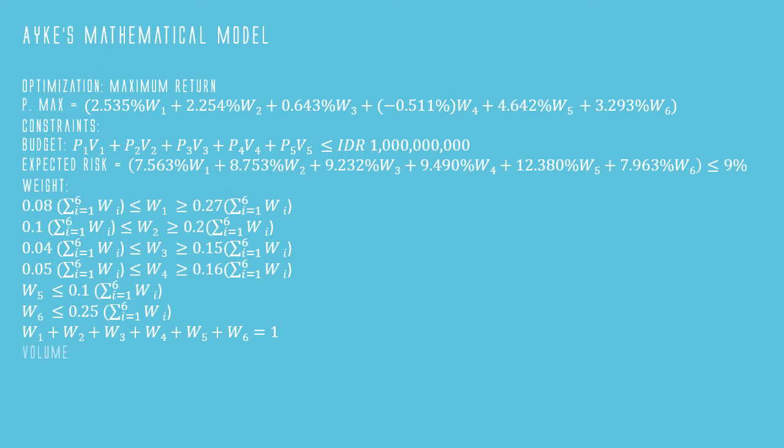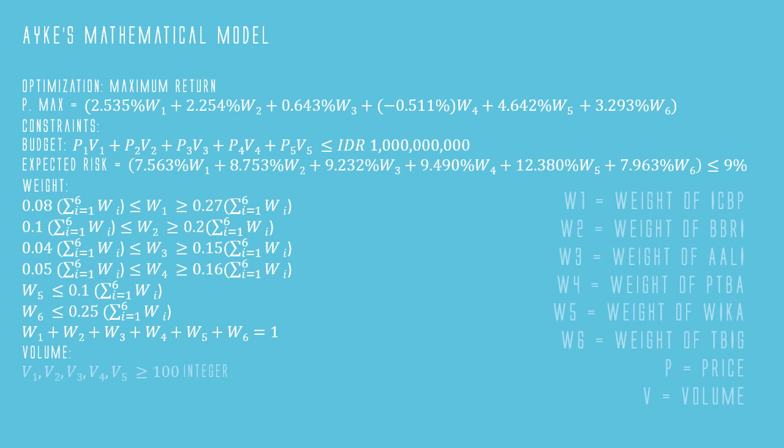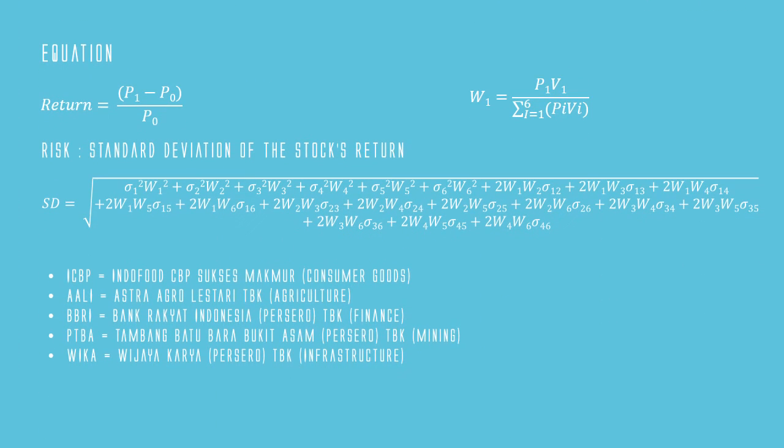The volume constraints are: all of the volume must be positive and rounded. These are the meaning of the variables. These are the important equations. The calculation are using Excel formula.